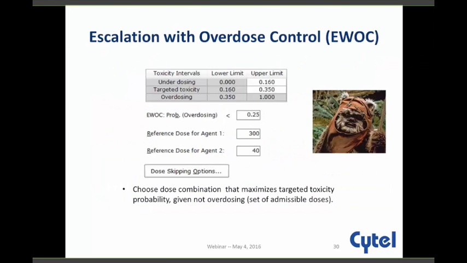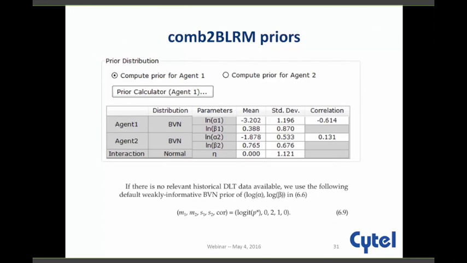Dose escalation will proceed with the same principle, with the escalation for overdose control, where again we try to control the probability of overdosing and, subject to that, maximize the chance of falling into the targeted toxicity interval. The types of priors that we use are pretty much identical to what we saw in the single agent case. And again, we have the same prior calculators, which will assist you in making this conversion from the probability space to the space of the parameters.